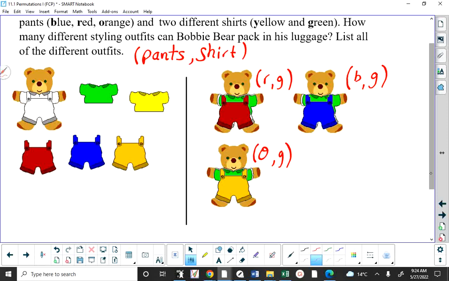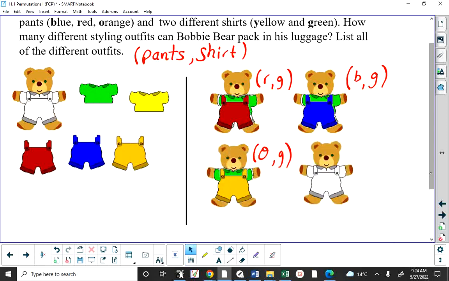We can continue. He can look at wearing the yellow shirt now with the red pants. And I think some of you will be catching on to this, that there's going to be 3 more outfits. Because for the yellow shirt, he has 3 different pairs of pants he can wear. This would be red pants and yellow.